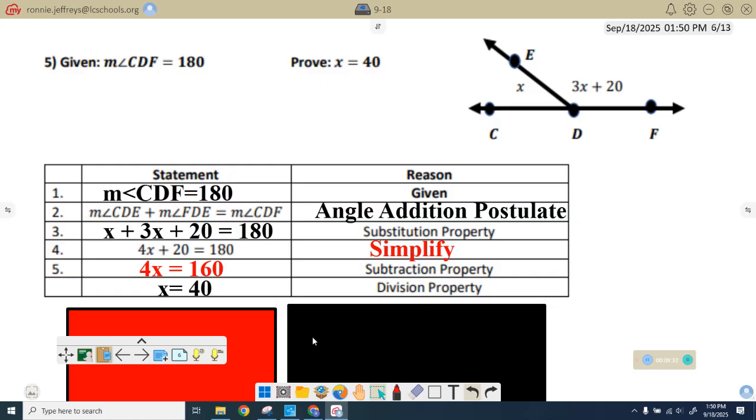I thought numbers had to be on only one side to be able to simplify. They were on one side to simplify. 1x plus 3x. I get it now.